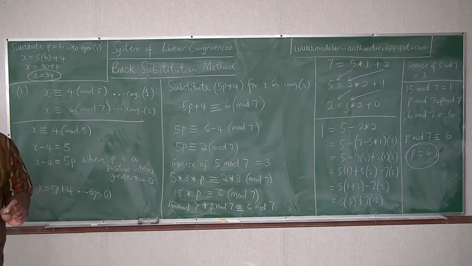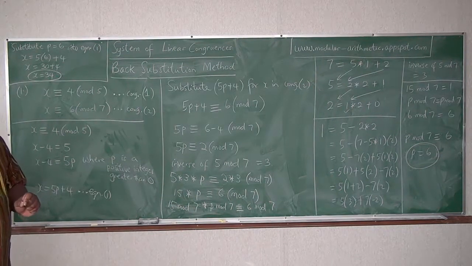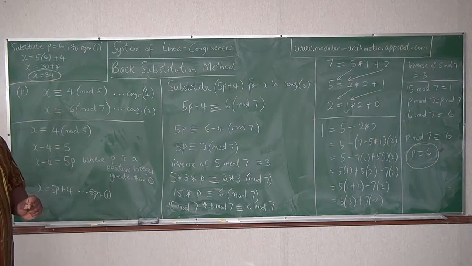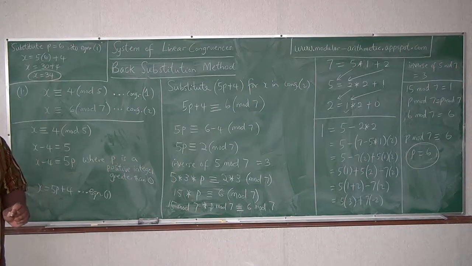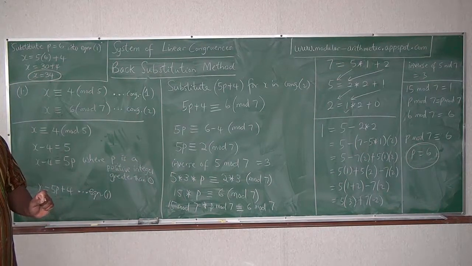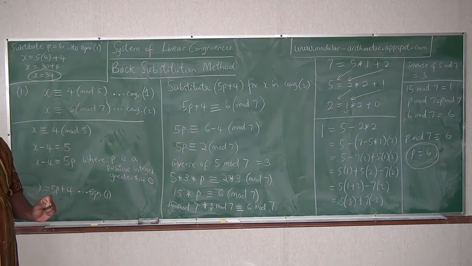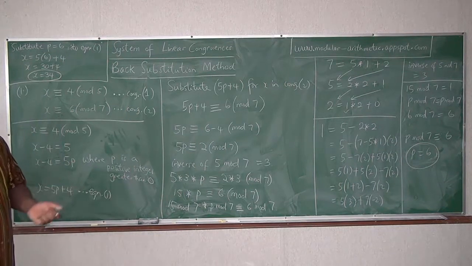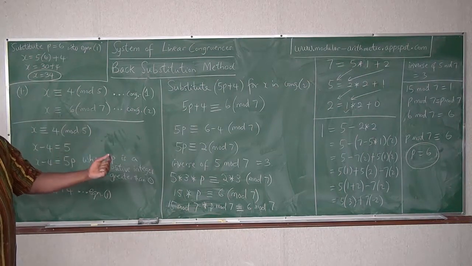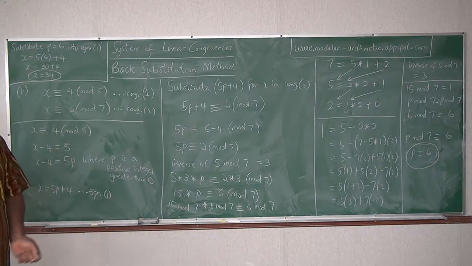Now let's do question 2, a system of 3 linear congruences. With 3 linear congruences, you have to be a little bit careful. We are going to use the same method, the same process, to get our x. This is actually back substitution, because after getting our p, we go back to substitute it. It's still the substitution method.